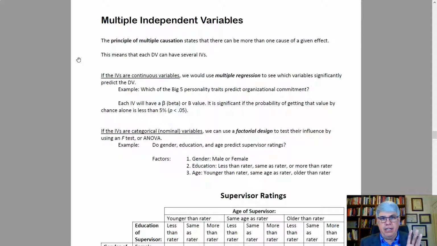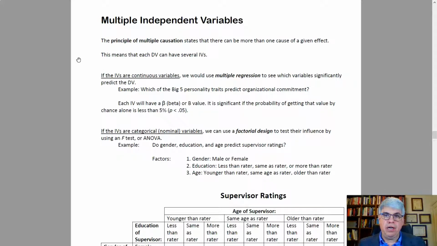They're not completely independent. So we might find that they're all correlated with organizational commitment, but we want to find out what drives organizational commitment. And we could put all 5 of them into a multiple regression to see if all 5 of them are significant, or if there's just 1 or 2 that remain significant when we control for the others.